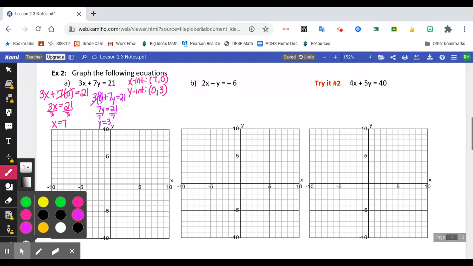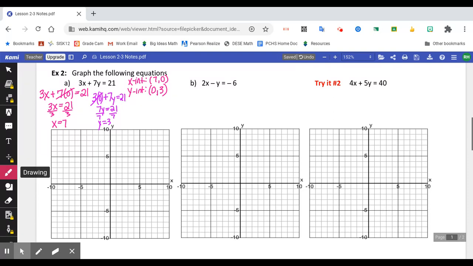Now that you have those, you can come down on your graph. My x-intercept is on the x-axis, so I'm going to go to 7. My y-intercept is on the y-axis, so I'm going to go to 3 on the y. And then you connect your points with the line. And you're all done. Okay, so another way to graph, finding intercepts by plugging in zeros. Okay, let's try it again.